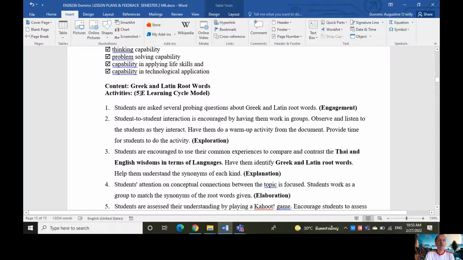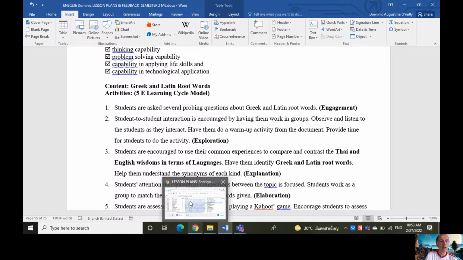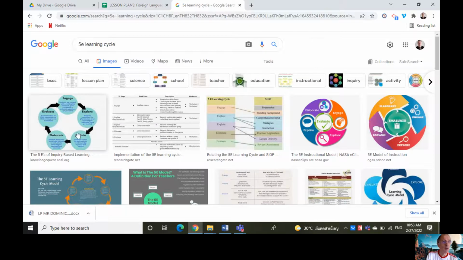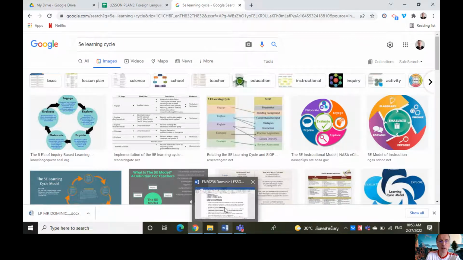Okay, now this will change depending on the lesson. Now if you're not familiar with 5E learning cycle model, I strongly recommend you Google it. So let's just have a look at it. You go into Google and you can read about it, or you can just simply look at an image and get some idea. So this will help your teaching. Okay, now let's go back to the document.